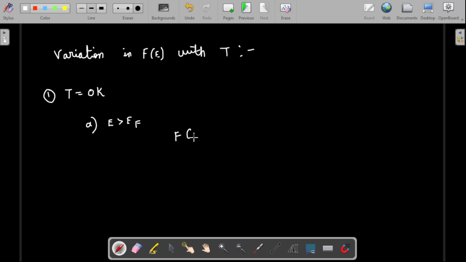If we apply this in f of E, we get 1 divided by 1 plus e to the power (E minus EF) divided by kT. There will be a positive term divided by 0 because of 0 Kelvin, so 1 by 0 is infinity. So e to the infinity is also infinity, and 1 by infinity equals 0. So this is the first case. Now let's take the second case.